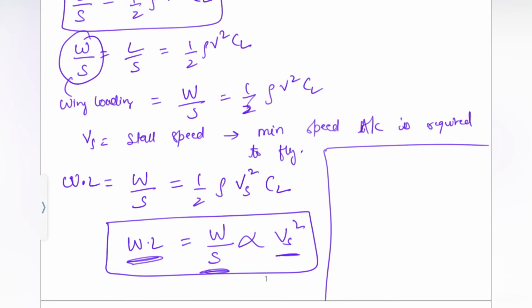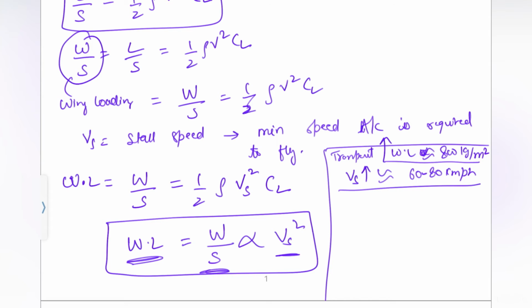Coming to the example, the transport aircraft which we discussed above has a wing loading of around 800 kg per meter square. The wing loading is very high, which means the stall speed is also very high, somewhere around 60 to 80 kmph. I mean this is an idea, it could be above or less. So a high wing loading aircraft has a high stall speed, that's why they need a longer runway to take off or land. For taking off, the aircraft has to reach 80 kmph, then only it can take off.